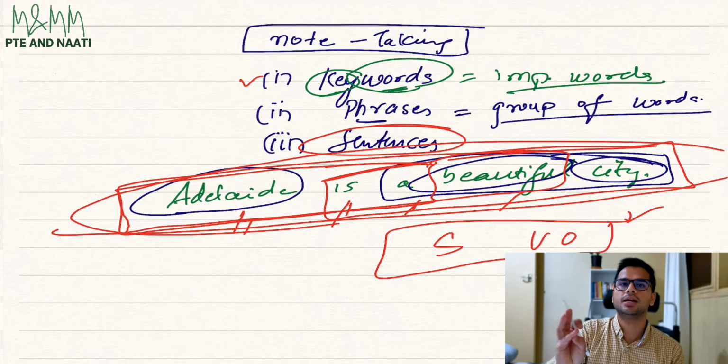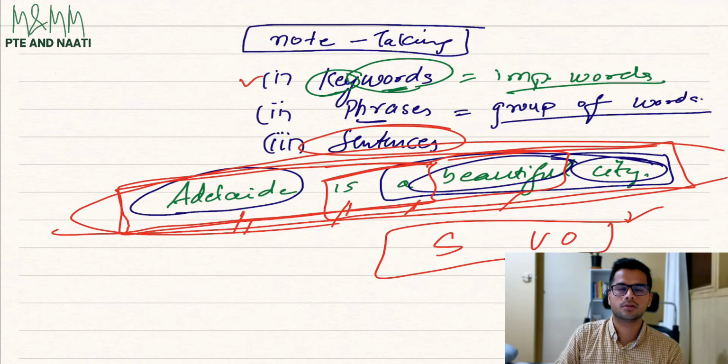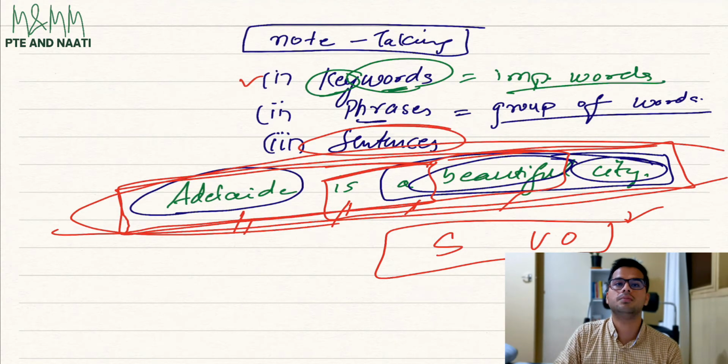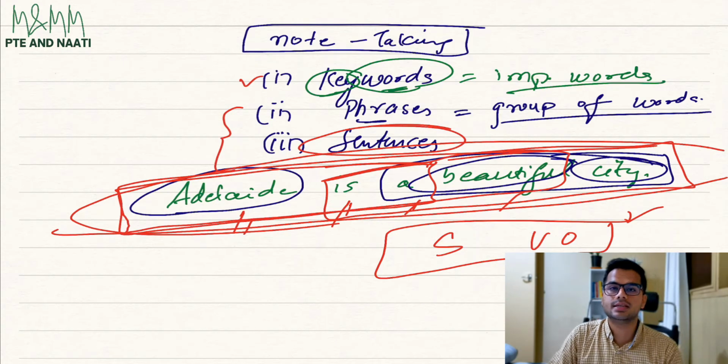You either end up getting 1 or maximum you end up getting 2, no more than that. So if anyone out there is aiming for 65 or 79, forget about keywords. They are not going to help you in the long run. Left is phrases and sentences.